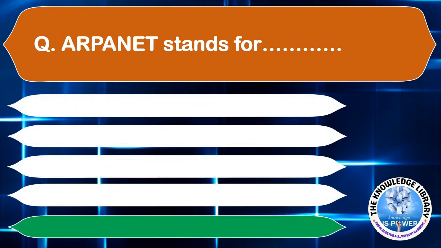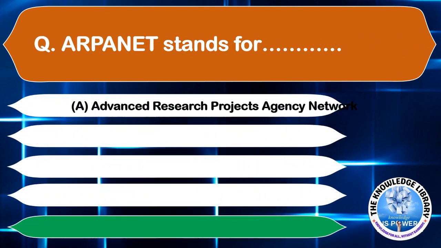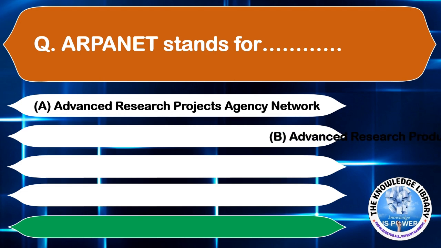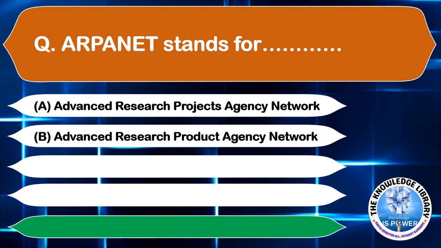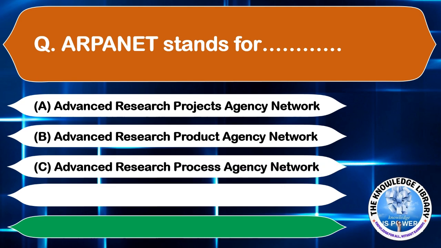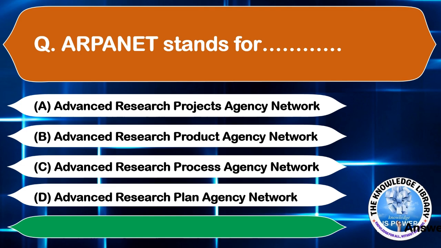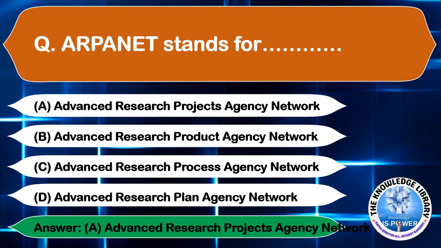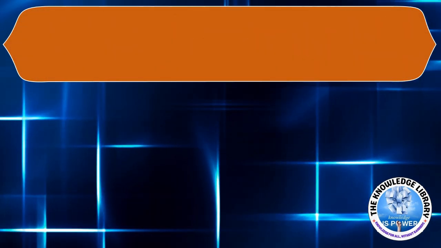The next question is, ARPANET stands for option A, Advanced Research Projects Agency Network, option B, Advanced Research Product Agency Network, option C, Advanced Research Process Agency Network, option D, Advanced Research Plan Agency Network. The correct answer is option A, Advanced Research Projects Agency Network.